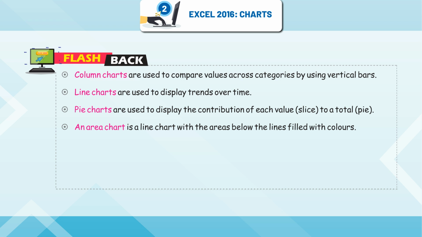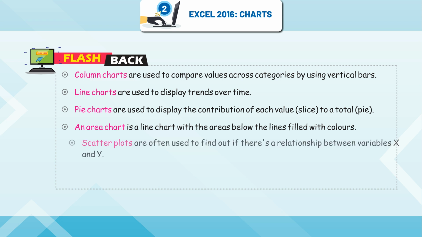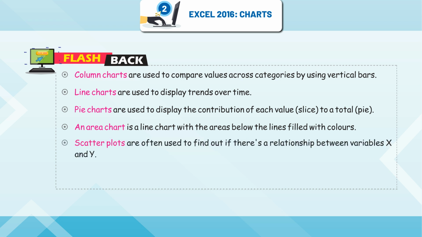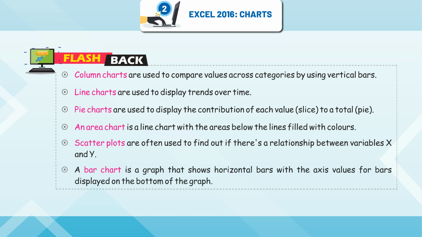An area chart is a line chart with the areas below the lines filled with colors. Scatter plots are often used to find out if there is a relationship between variables x and y. A bar chart is a graph that shows horizontal bars with the axis values for bars displayed on the bottom of the graph.